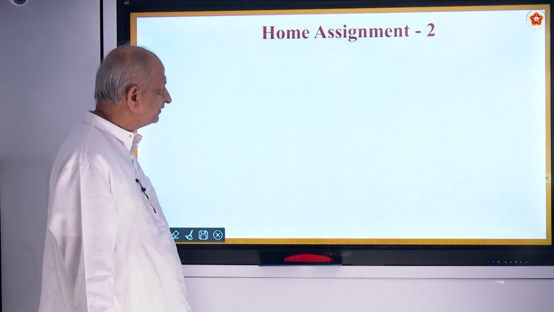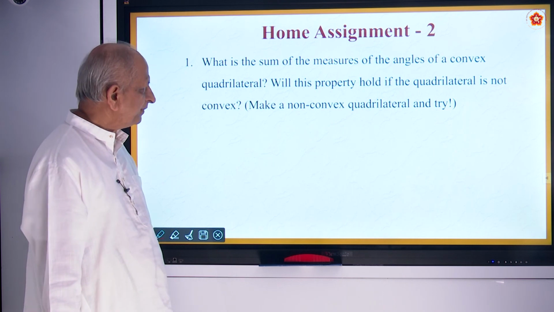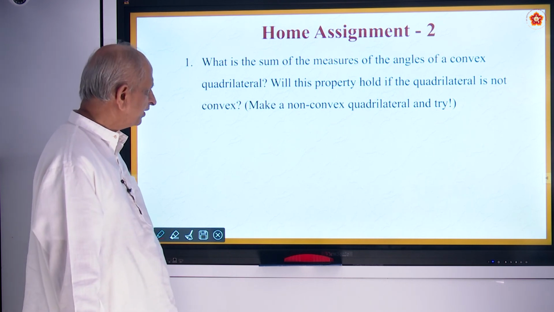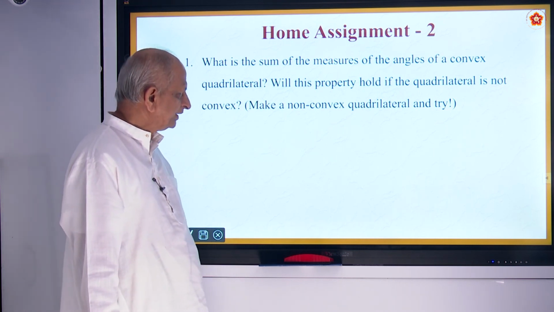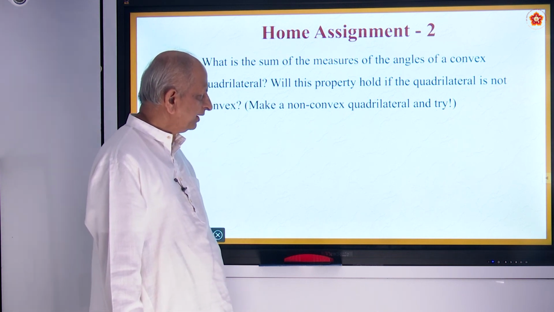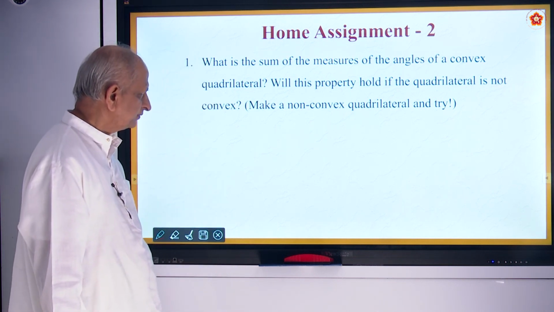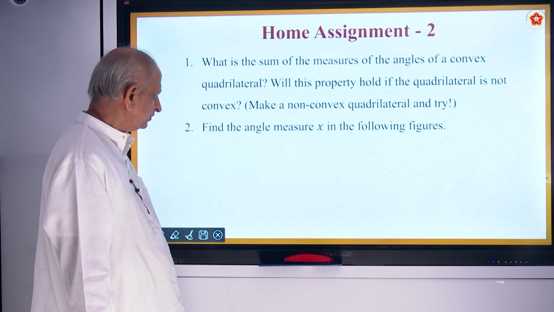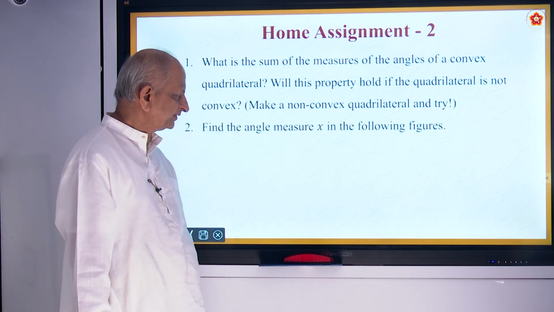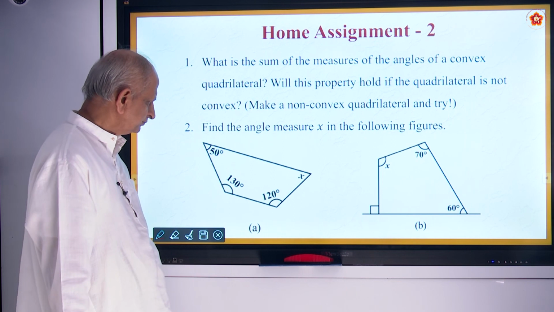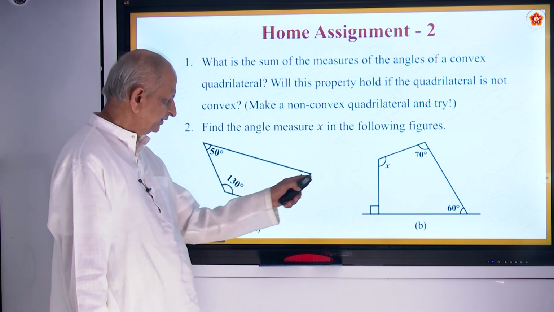Now, home assignments. What is the sum of the measures of angles of a convex quadrilateral? Will this property hold if the quadrilateral is not convex? So that is a question. Second question, find the angle measure of x in the following figure. So the value of x you must tell in this and also in this.